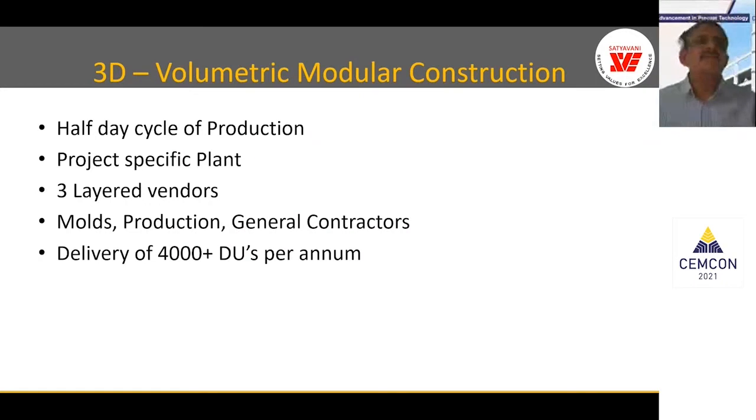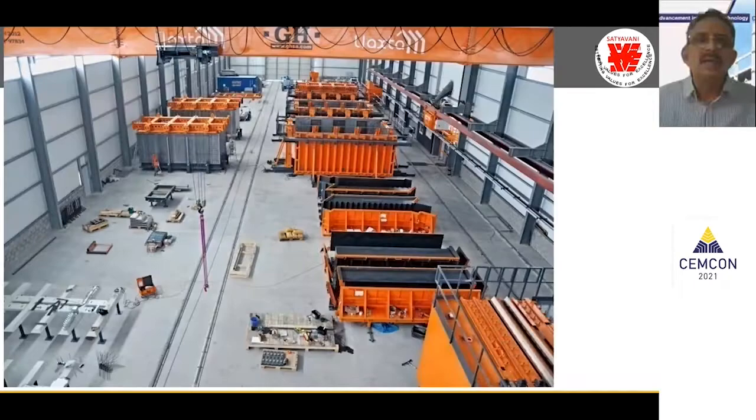And we will be setting up project-specific plants, and we have the mold manufacturers in India itself, and three layers of vendors. We have the mold supplier, we have the precast production contractor, and general contractors who will be assembling and developing the external services and all. So delivery of 4,000 DUs per annum minimum, this technology will help a lot. And so this is the plant setup that we have.